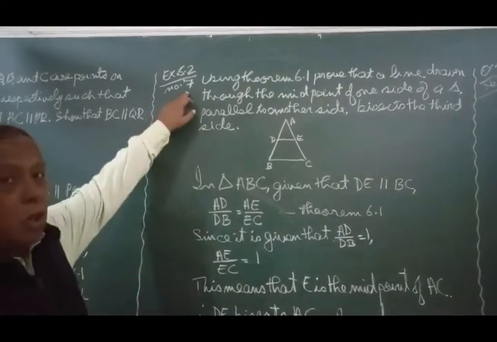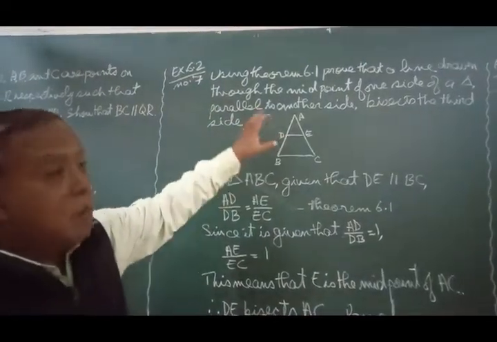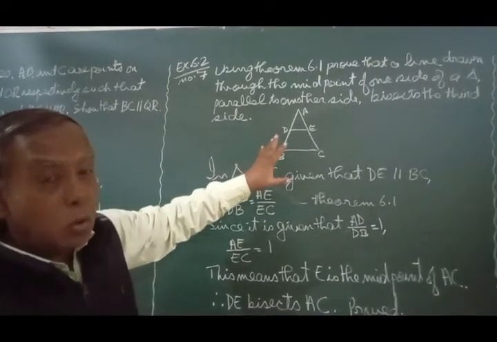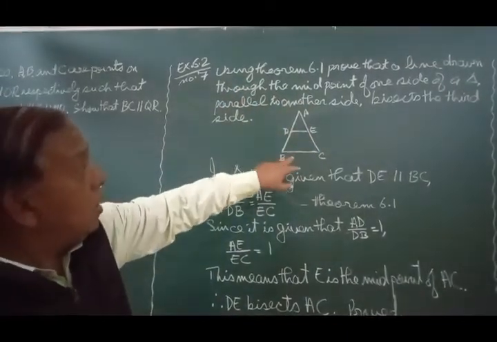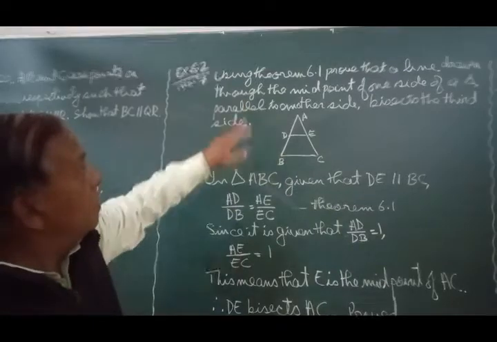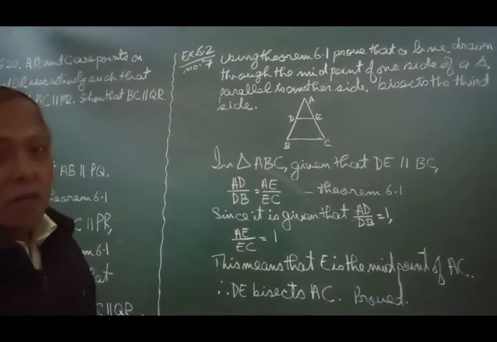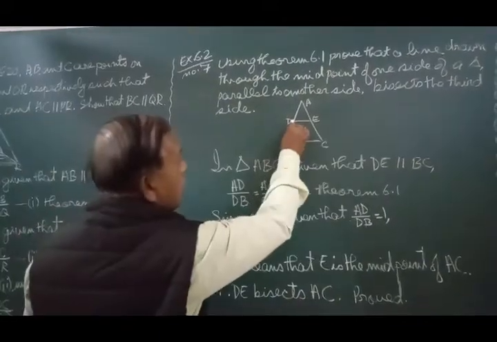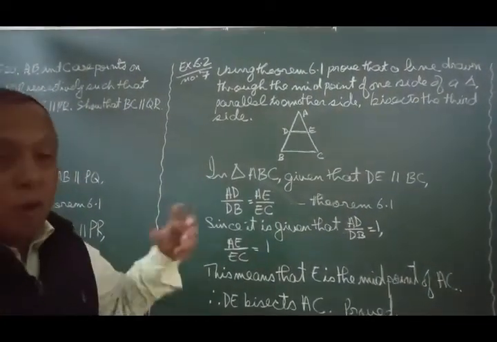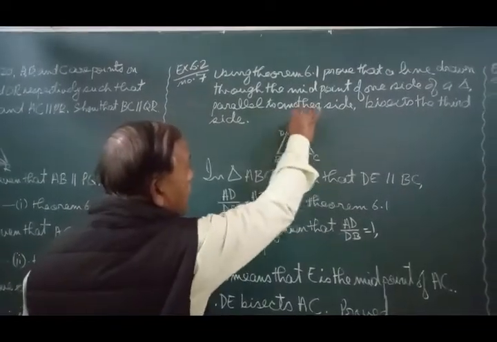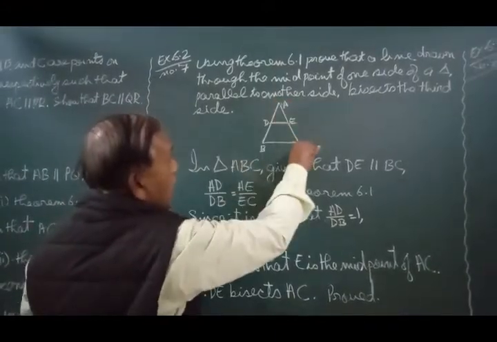We now go to question number 7. And question number 7, it is a little tricky because the figure is not given, so you have to draw the figure. But there is no problem. Understand the question. So we have a triangle ABC, and then we have the midpoint of one side, midpoint D. From the midpoint, we are drawing this line, DE parallel to BC. And what are we supposed to prove? We are supposed to prove that E is the middle point of AC. It bisects the third side, therefore E bisects AC.